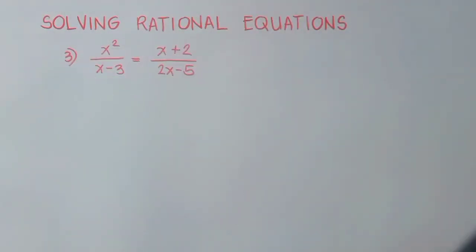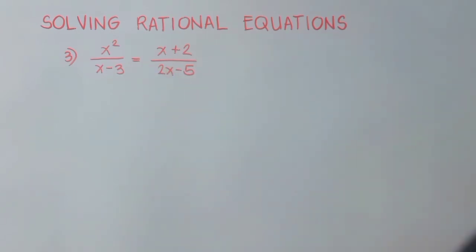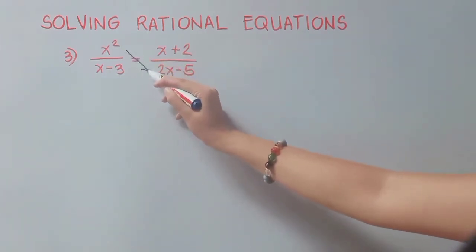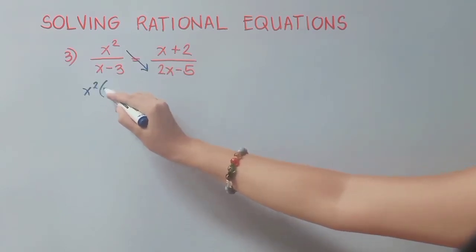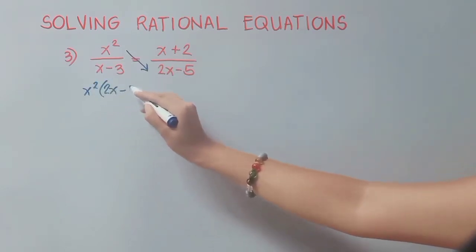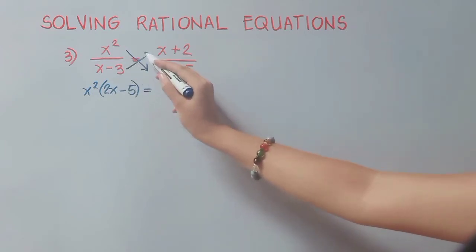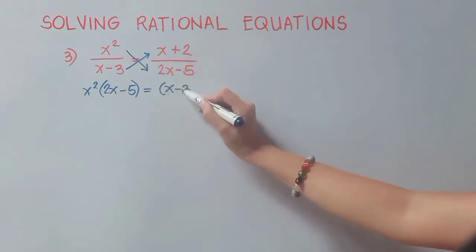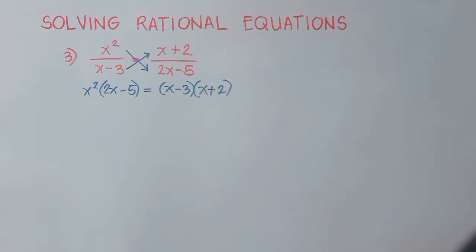In number 3, we cannot have a solution of positive 3 here and positive 5 over 2 since it will make our denominators 0. So let us now cross multiply. We have x squared multiplied to 2x minus 5 is equal to quantity x minus 3 multiplied to quantity x plus 2.